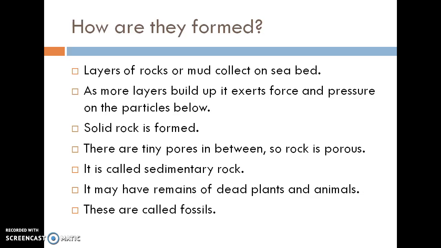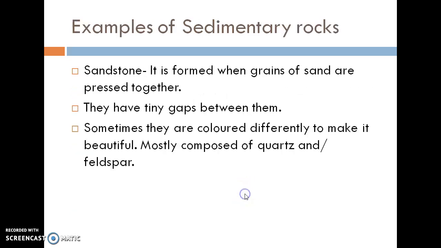Now, a special characteristic of these rocks, which is quite in contrast with the igneous rocks, is that they have remains of dead plants and animals. Okay, now what are these remains of dead plants and animals called? These are called fossils, right? Okay, so now we'll just get to, you just have 2 examples in your textbook. One is sandstone and the other is limestone.